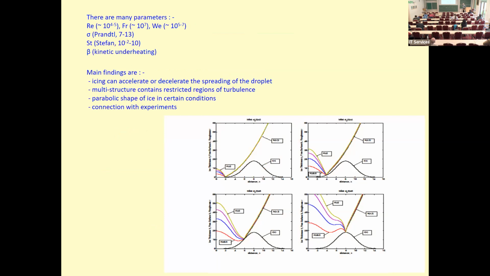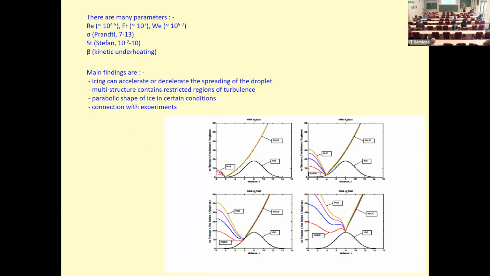Just note in passing that in practice, the parameters of interest, such as Reynolds number, Froude number, and Weber number, are all pretty large. The Prandtl number is of order 7 or more. The Stefan number covers a wide range. And this is an example of the results we got.